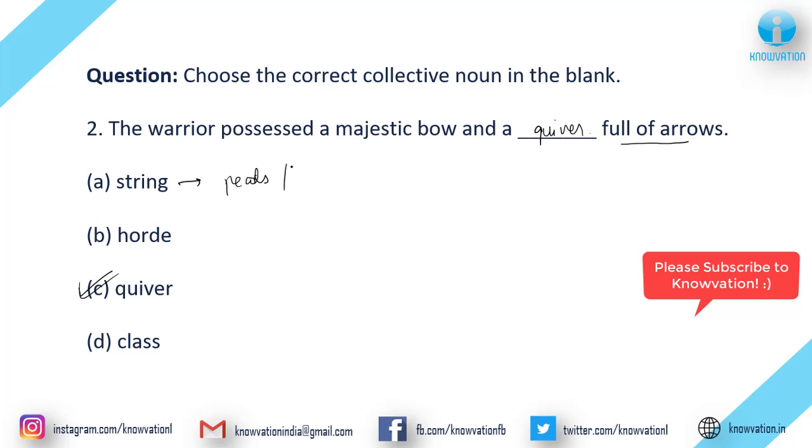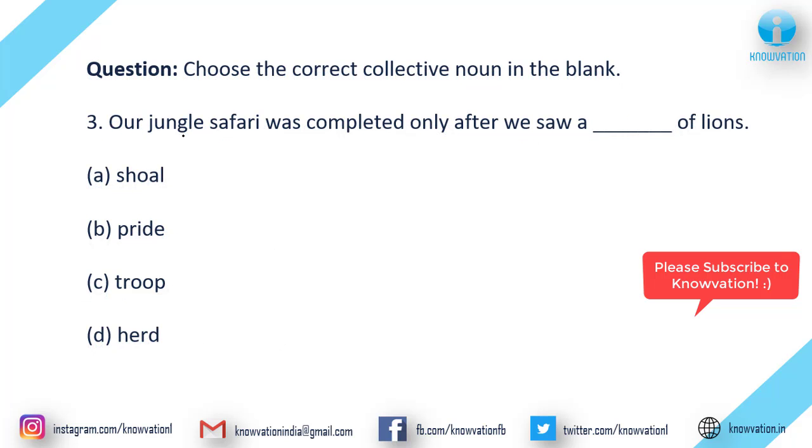or beads. Alright, and hoard, friends, this again is generally used with people, but what type of people? Here you must have seen nomads, which move from one place to another. And class is generally used with students when you talk about collective form of students. Moving forward to the next question. Our jungle safari was completed only after we saw a dash of lions.